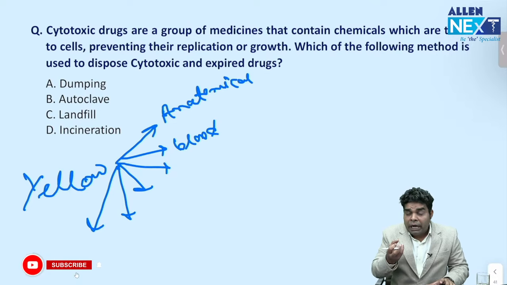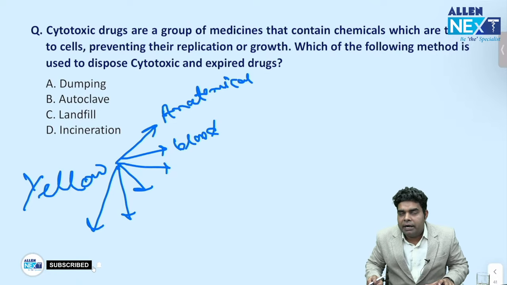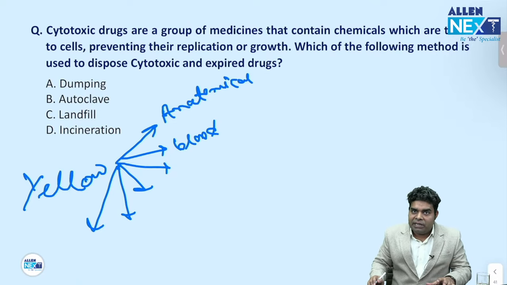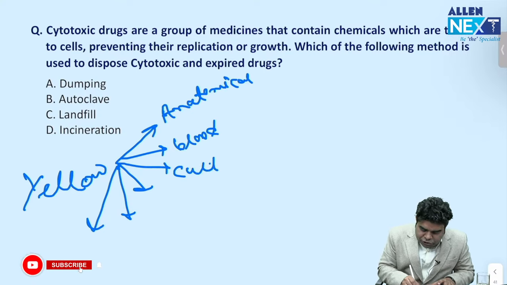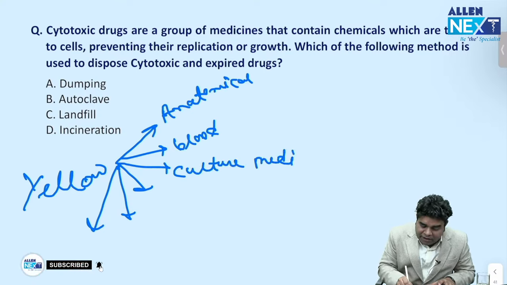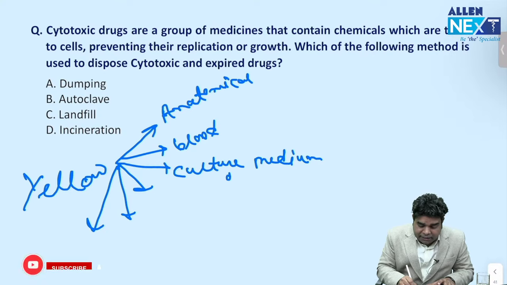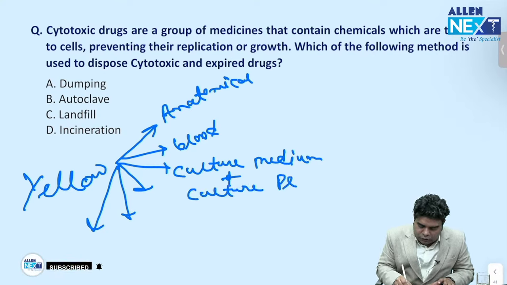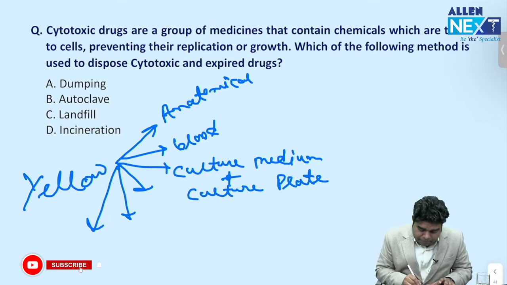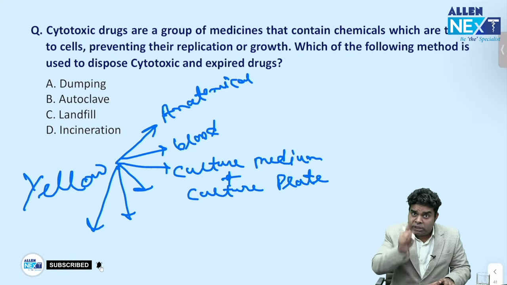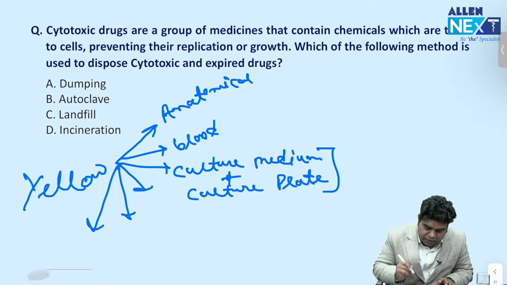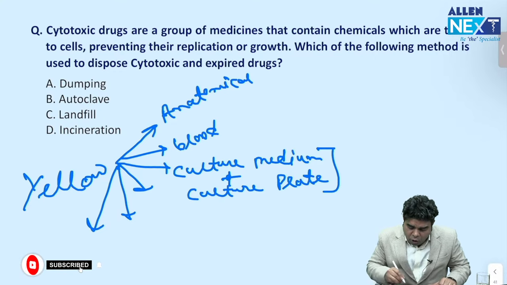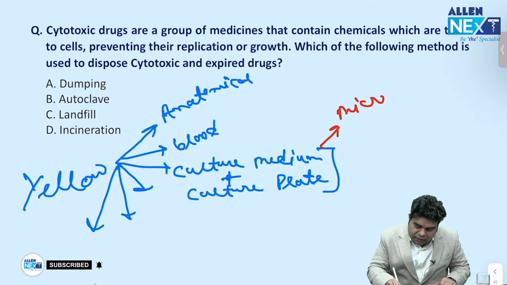If you took a sample of my blood for testing drug sensitivity for culture, that culture medium will be in yellow. And a very surprising thing, it is written clearly in PARK that culture plate also goes in yellow. Now, it's written in PARK textbook table, so don't confuse here. Culture plate, medium, both go, all the microbiological waste, they go there.